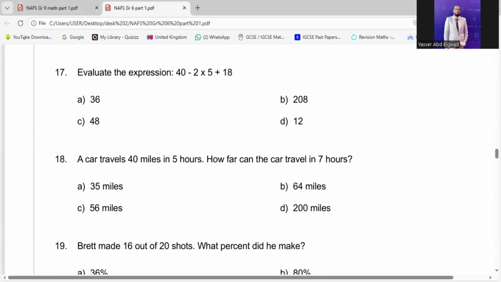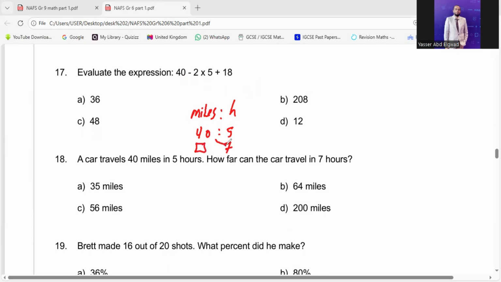A car travels 40 miles in 5 hours. How far can the car travel in 7 hours? It's a proportion: miles and hours. 40 miles, here is 5 hours, here is 7 hours, like this. And here is what you want to find, the answer.